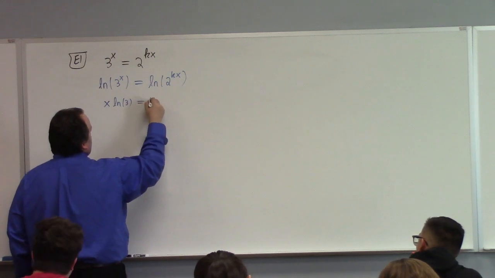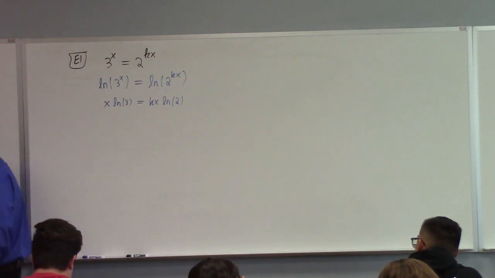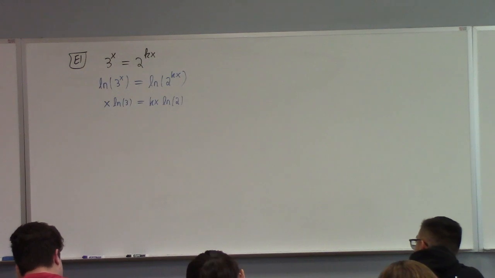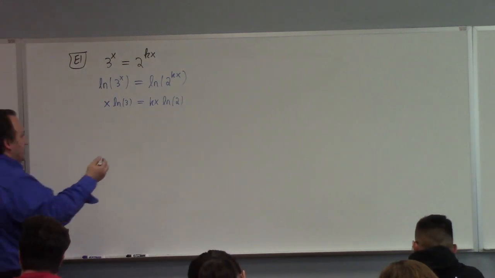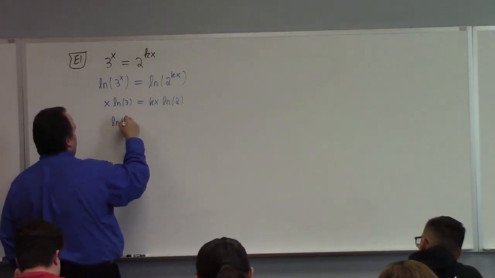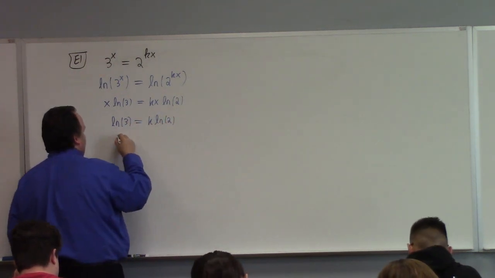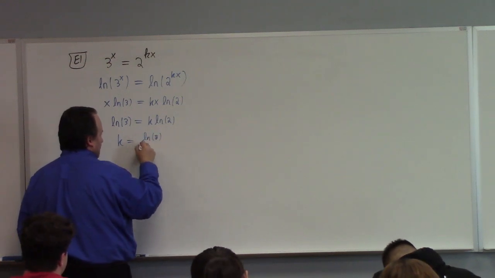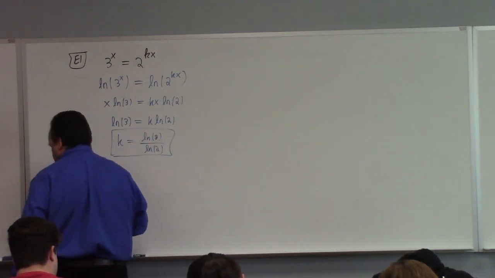x log 3 is equal to kx log 2. This is true. We want this to be true for all x, right? So we can divide by x then. All right? So this tells me that log 3 is equal to k log 2. Aha! Apparently k is the natural log of 3 divided by the natural log of 2. There you go.